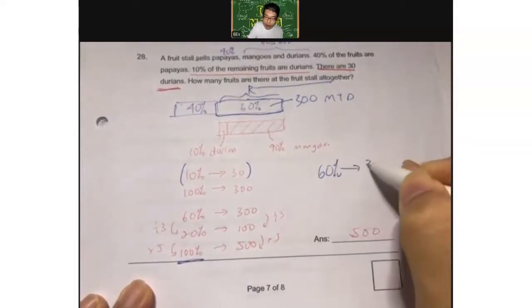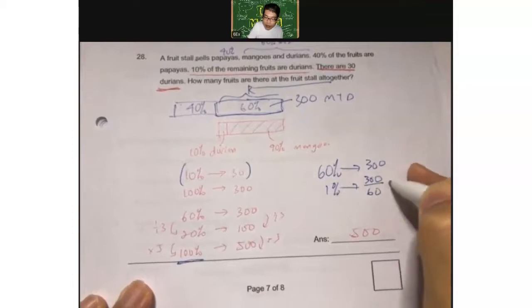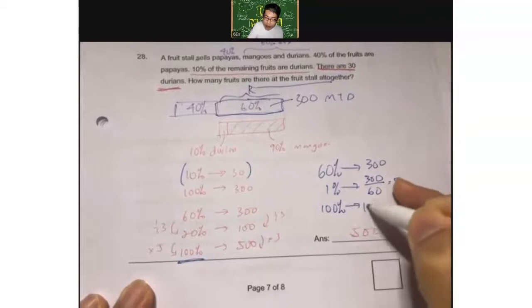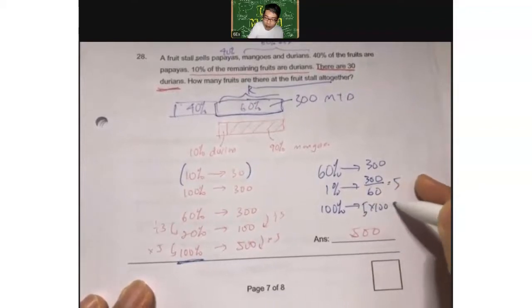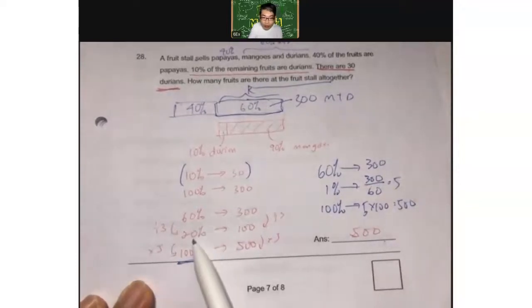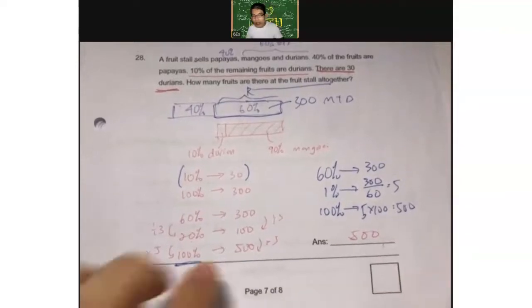60% is 300. 1% is 300 divided by 60, and that is 5. 100% will be 1% times 100, so 5 times 100, and that is 500, which is also the same. For me, I get to 20 first, divided by 3, then times 5. Okay, 500 fruits altogether at first.